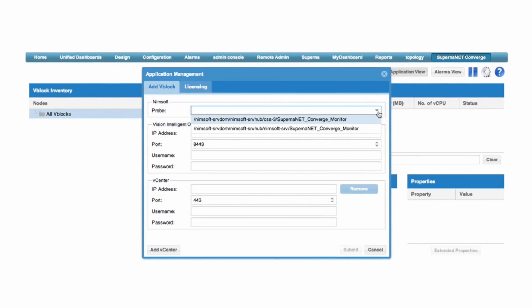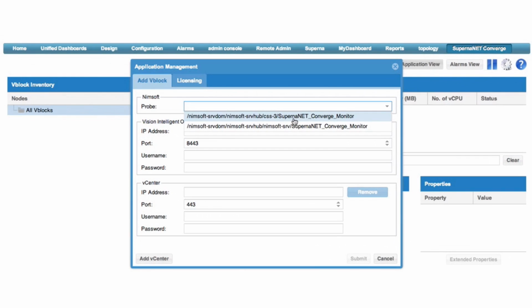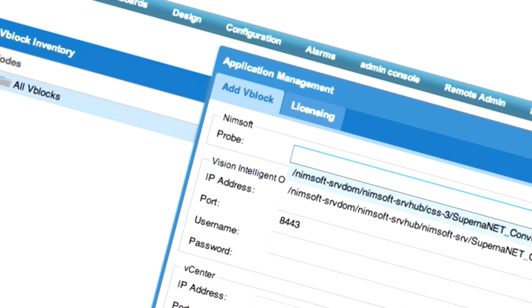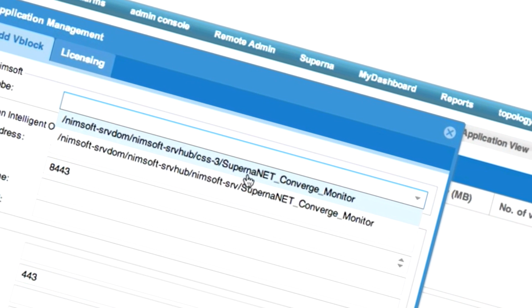We built a probe that lets you manage virtual and physical aspects of converged infrastructure as if it was a single device. So we manage the entire thing as one system, and we present that inside UIM's portal infrastructure and collect alarms, inventory, and other things that customers need to manage and root cause their environment.